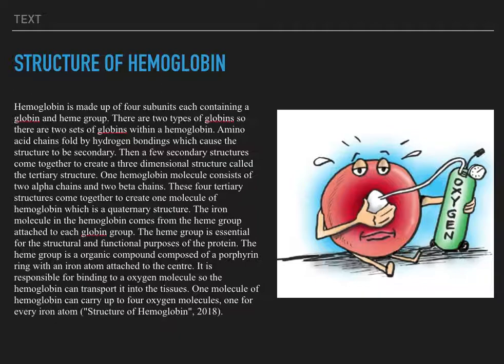The iron molecule in the hemoglobin comes from the heme group attached to a globin group. The heme group is essential for the structural and functional purposes of the protein. According to Body Tommy, the heme group is an organic compound composed of a porphyrin ring with an iron atom attached to the center. It is responsible for binding to an oxygen molecule so the hemoglobin can transport it into the tissues. One molecule of hemoglobin can carry up to 4 oxygen molecules, one for every iron atom.